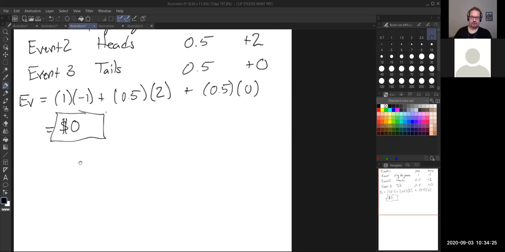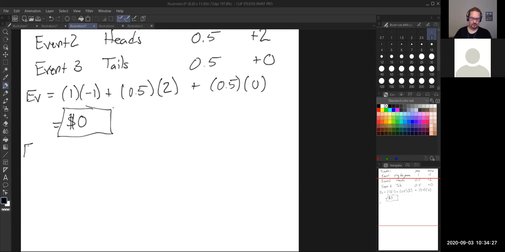Okay, so the next example, this one is from the book. Let's look at example 2 in this section, and this is in the book on page 456.